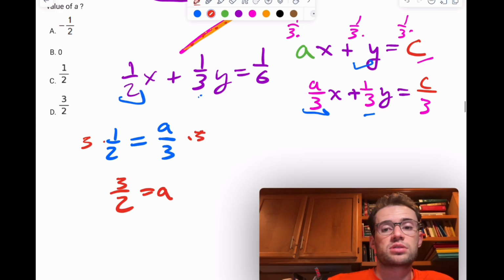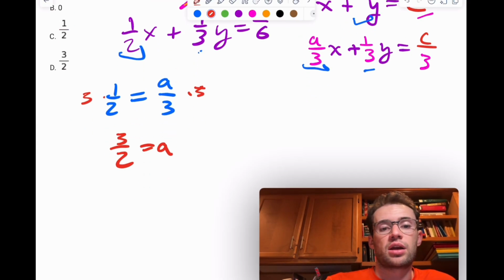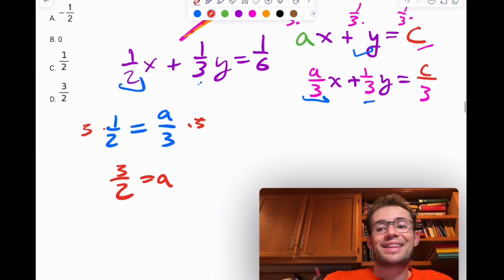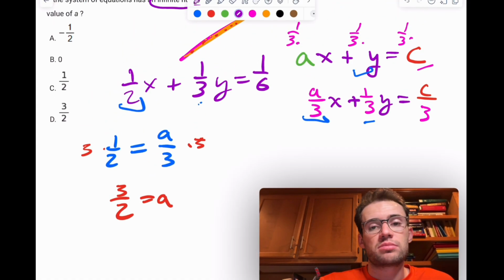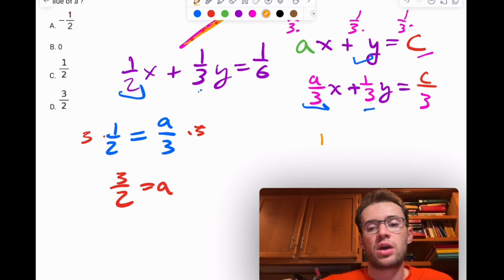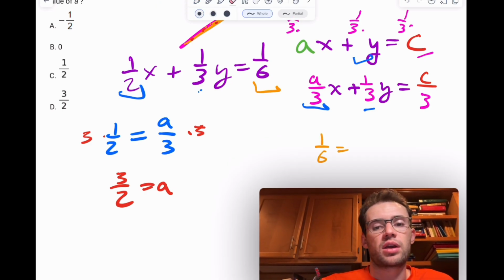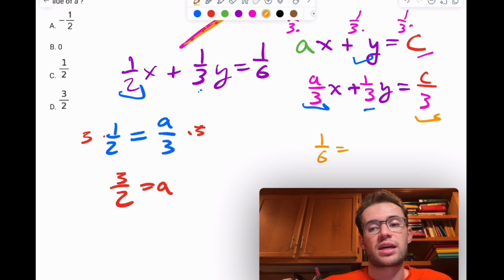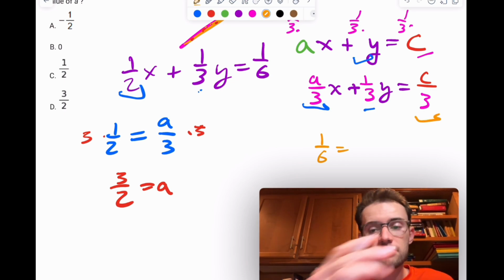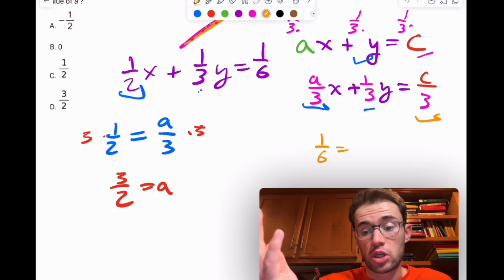So a is 3/2. If you plugged that in here, that would give you 1/2 x plus 1/3 y. And then they don't ask about the c, but basically, if you want these to be the same equation, so if you wanted to do this fully, the constant value 1/6 here on the right side has to be equal to the right side over here when you have the left side set up equally, like we do.